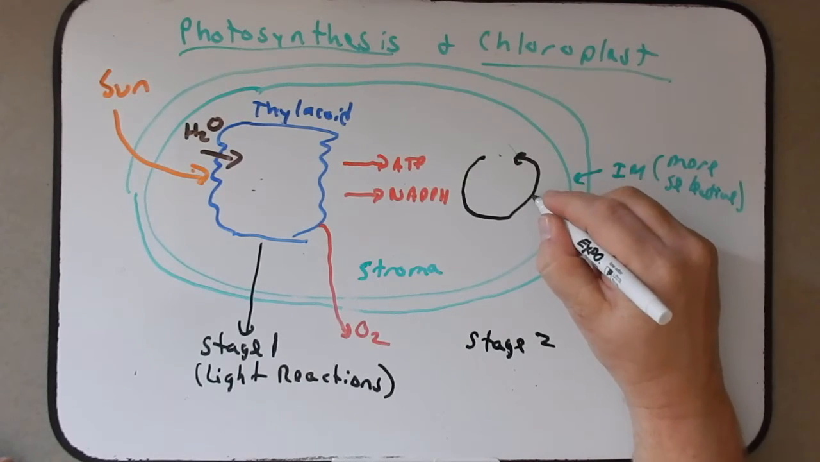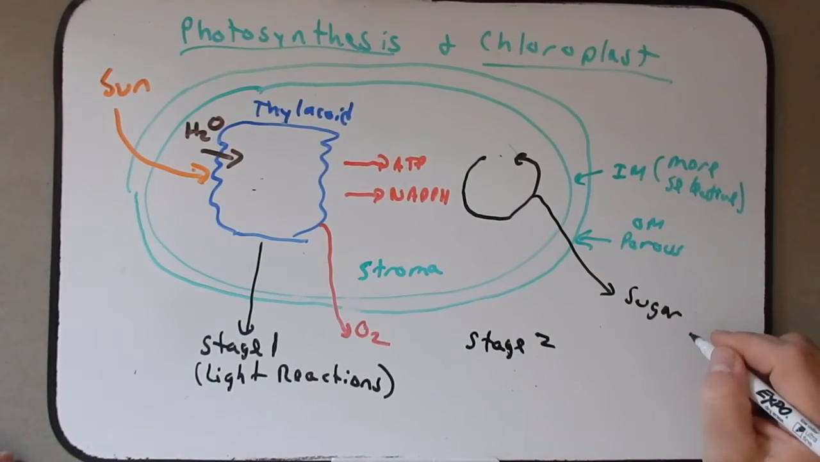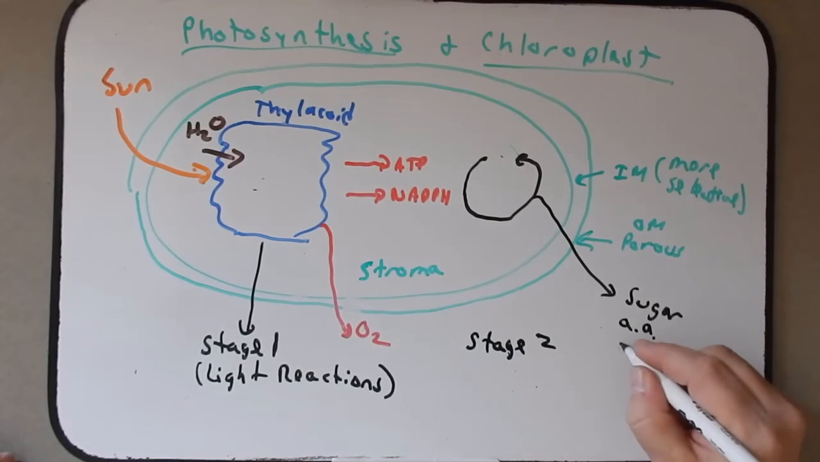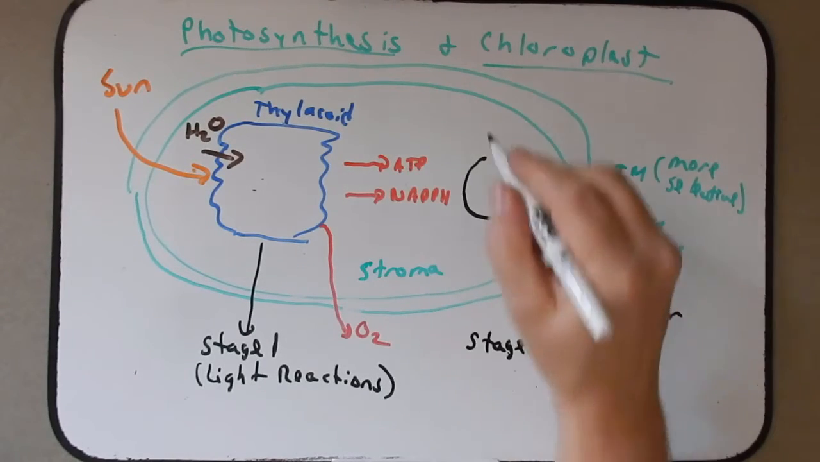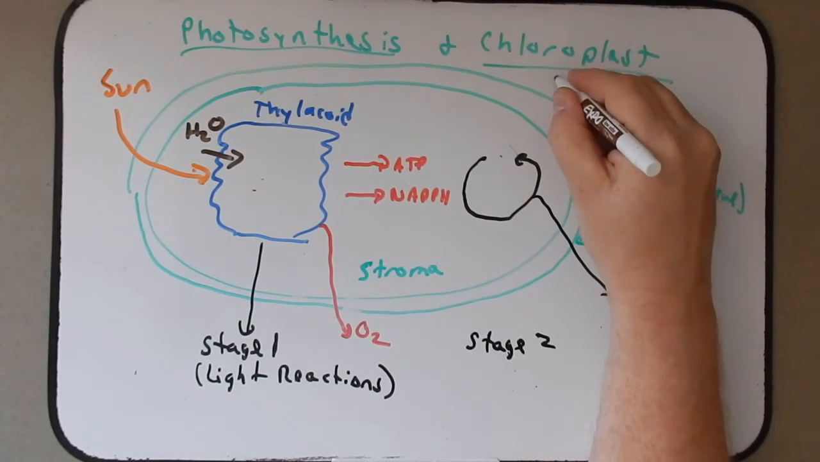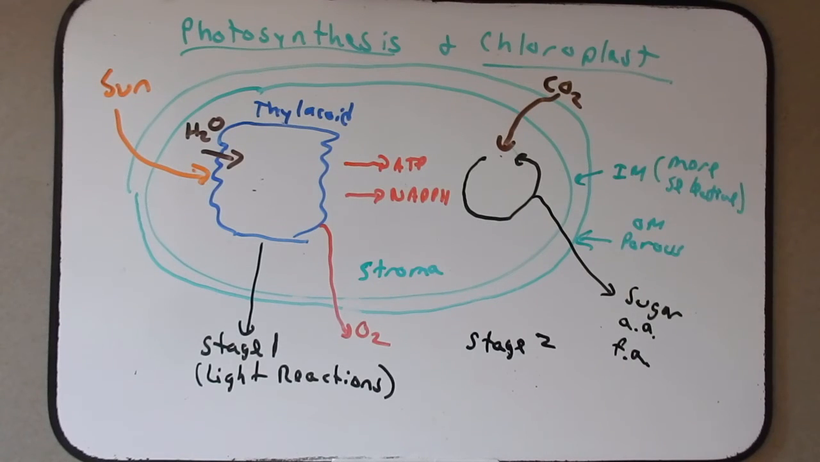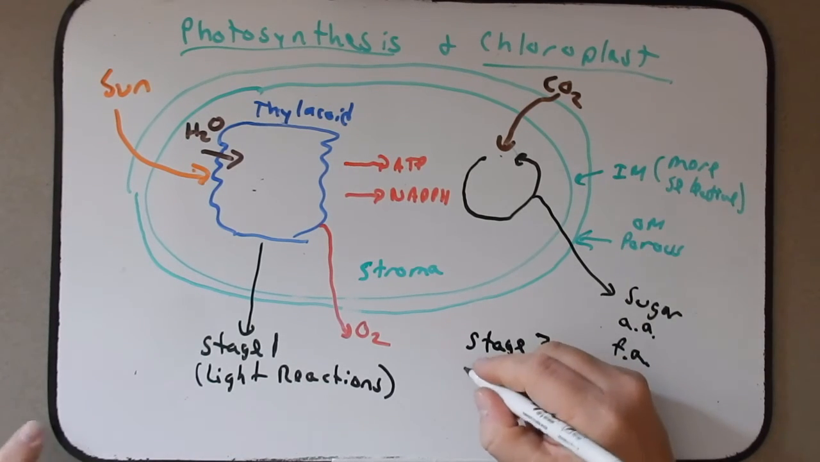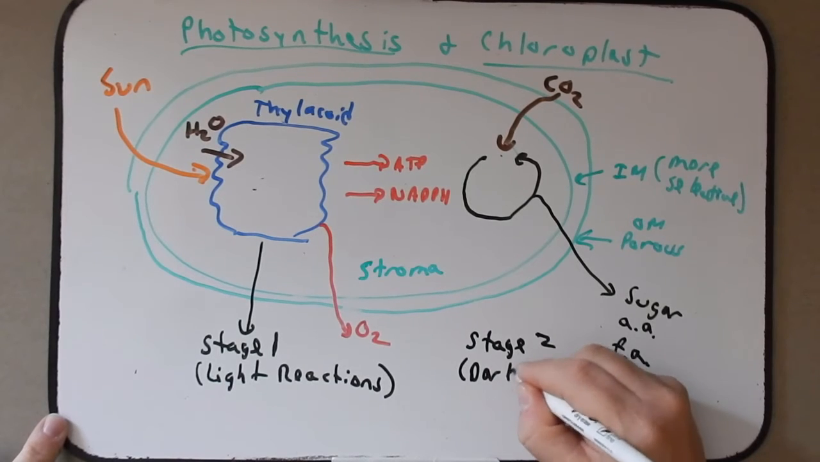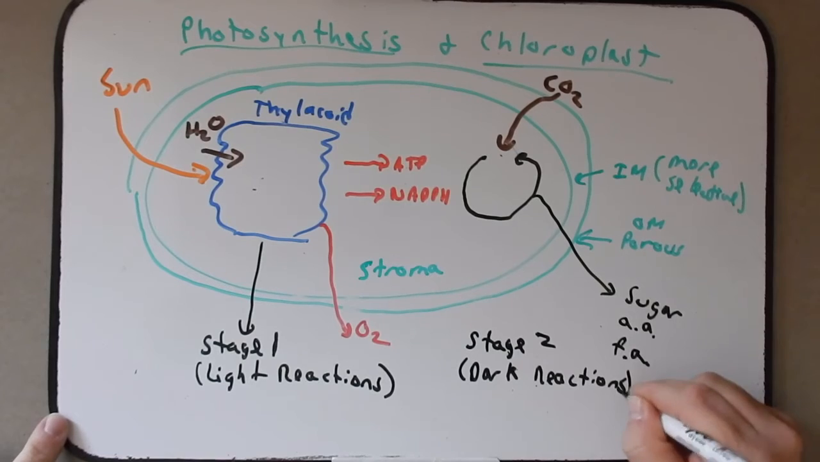So they will make, and I'm going to have it leaving here, sugars like glucose, amino acids, and fatty acids. And they do this by using, in addition to ATP and NADPH, carbon dioxide, which they get from respiration through oxidative phosphorylation and the citric acid cycle. This stage 2 is sometimes called the dark reactions. I'm not a fan of calling these light and dark reactions, but these are terms your book uses. I probably won't use them though.